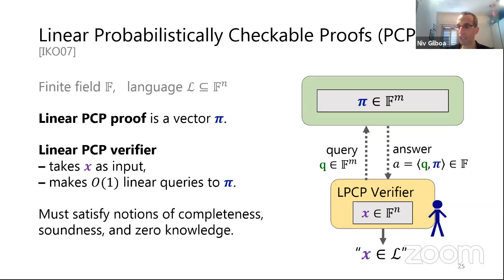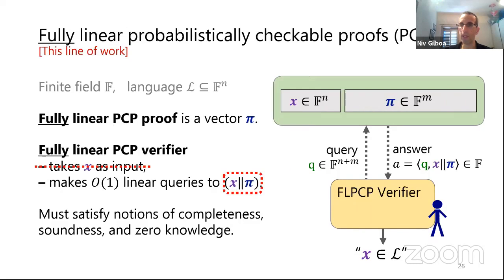It can do it several times and use that to convince itself that X is in L. So that's an older work. In this line of work, we're going to talk about fully linear PCP. It's not only linear, it's fully linear. The difference is that now the verifier doesn't have access to the proof pi, but it also doesn't have access to the input X.